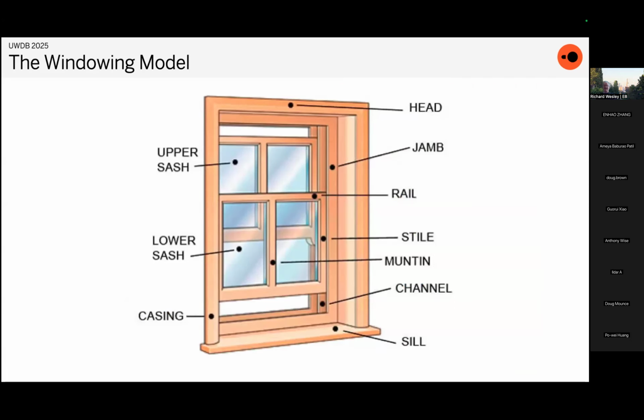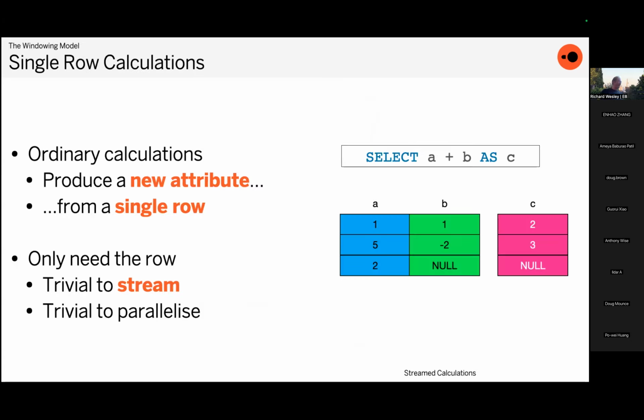So I keep talking about windowing. So let's wade into windowing for a bit. I don't know how familiar everyone is, so I'm going to very quickly go through what windowing is.